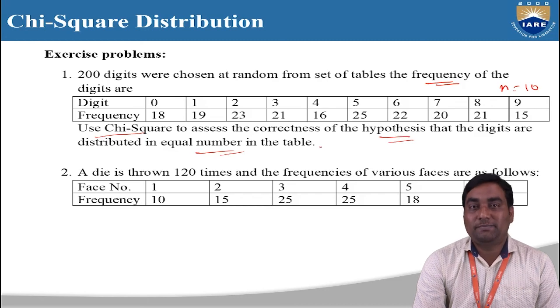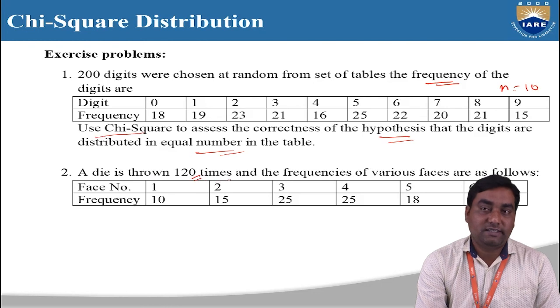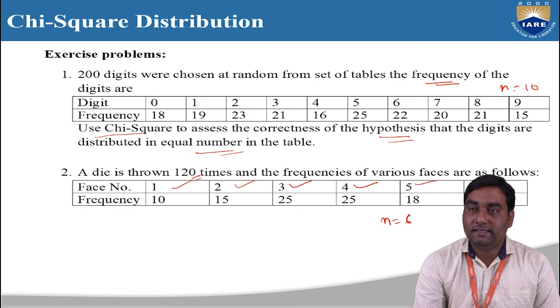How to find the expected frequency in method 1? Average of observed frequencies. And coming to the second problem, a die is thrown 120 times. The number of throws is 120 and the frequencies of various faces, n equals 6 only. Either it may be 1, 2, 3, 4, 5, 6. On a die, we have 6 faces.